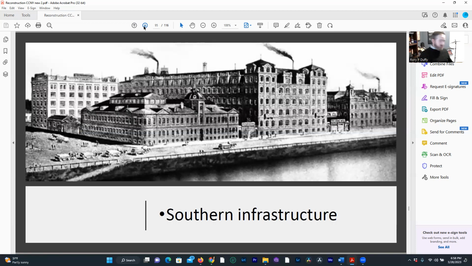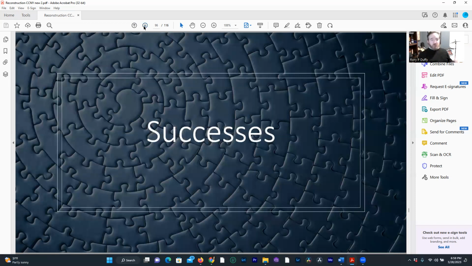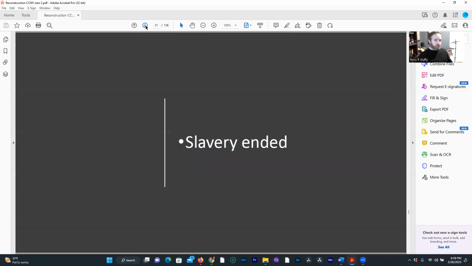We also see a failure in Southern infrastructure. They don't get a manufacturing base. They'll be somewhat agrarian, and that will kind of leave them behind economically in the coming century. Then we do look at successes. Slavery does end, and it doesn't come back as an institution. It does end after 1865 with Abraham Lincoln.